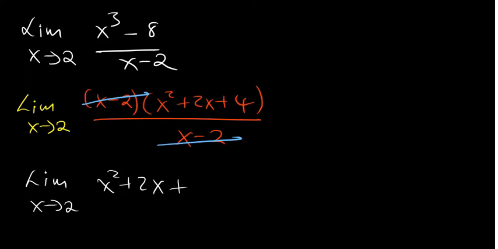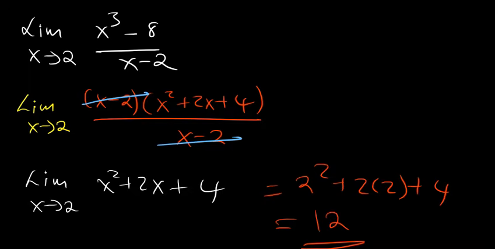At this point this is easy, you can just substitute, plug in the value of 2. So 2 squared plus 2 multiplied by 2 plus 4. So 4 plus 4 plus 4. Is it 8? No. 12. Alright.